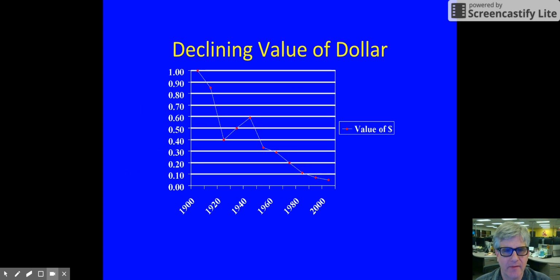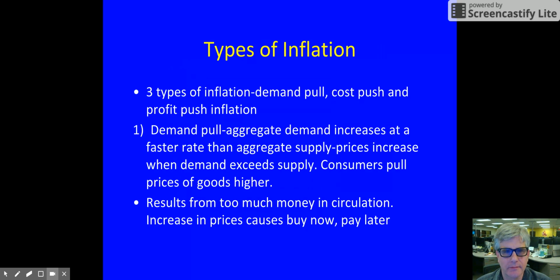This is the declining value of the dollar since 1900. There are 3 types of inflation: demand pull, cost push, and profit push. Demand pull is where aggregate demand increases at a faster rate than aggregate supply. So it's basically demand is greater than supply. Prices increase when demand exceeds supply, so consumers pull the prices of goods higher. It results from too much money in circulation.